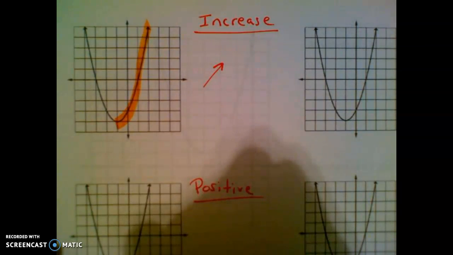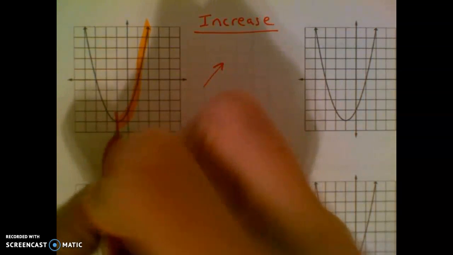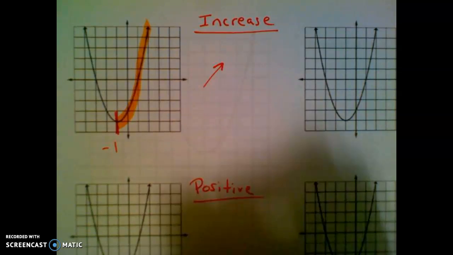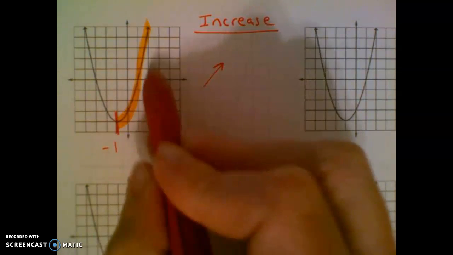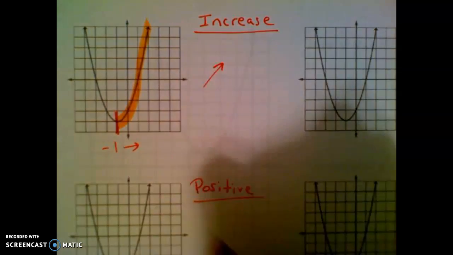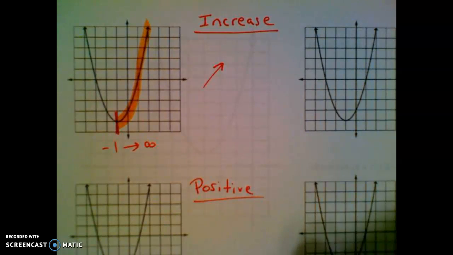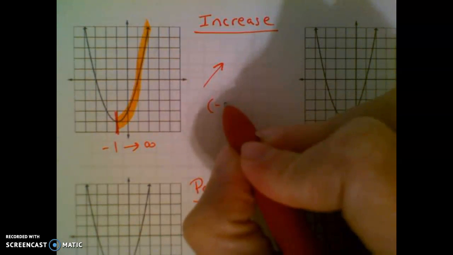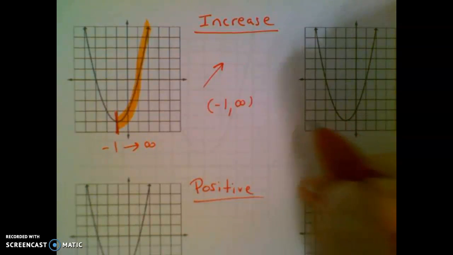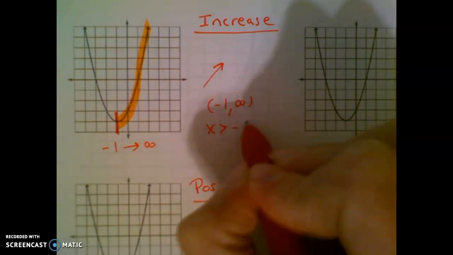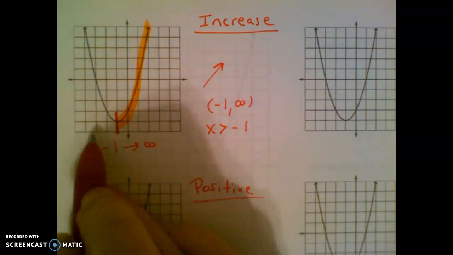So you're going to look at the x values. So the x value here is -1, and it is increasing, meaning it's going up to the right forever in that direction towards positive infinity. So that's either -1 to infinity, or you could just say x is greater than -1. And we're just talking about x values here.